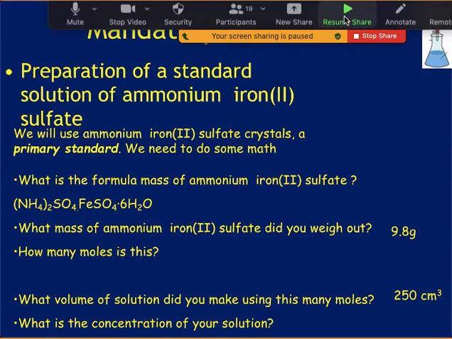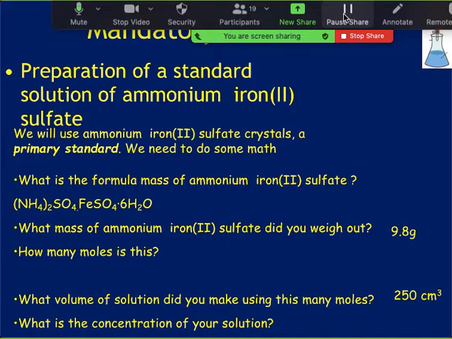Okay, so you will notice that for the preparation of our standard solution, if you flicked back and looked at the anhydrous sodium carbonate, it's pretty much the same things that we did. If we were in lesson now, we would be using our ammonium iron sulfate crystals. We would be weighing out 9.8 grams of them, making them up into solution in 250, following all the procedures that we're supposed to follow. And you would have to work out what is the final concentration of my solution.